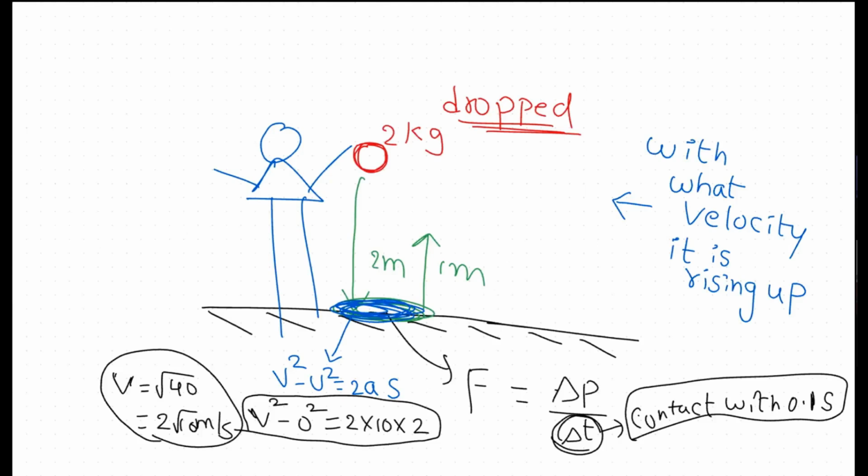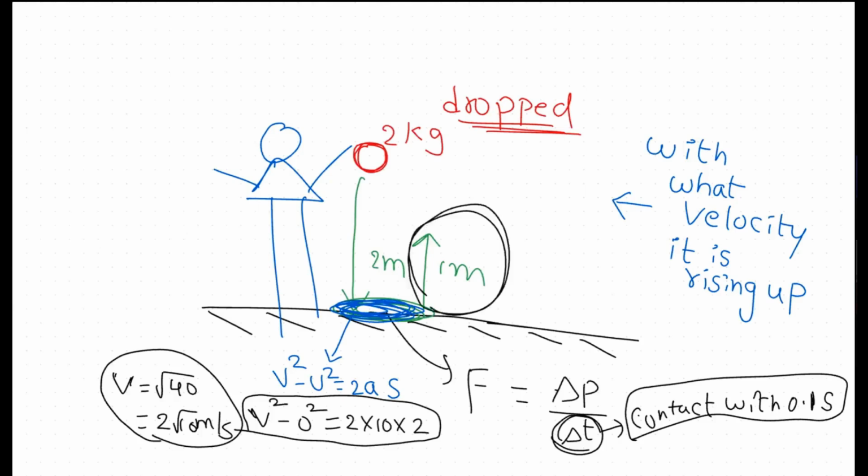No, it won't be, because it is dropped from how much height? 2 meters, right? If it goes to 2 meters height again, then we can say it is minus 2 root 10. But it is going up to 1 meter only. That means it is bouncing back with less velocity. So how to calculate that velocity? Again, equations of motion we should use.